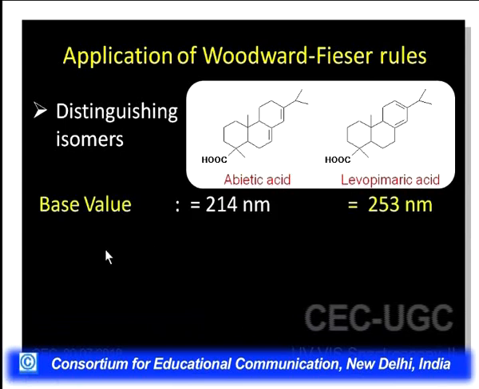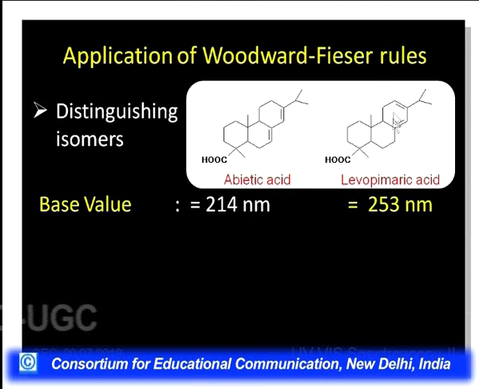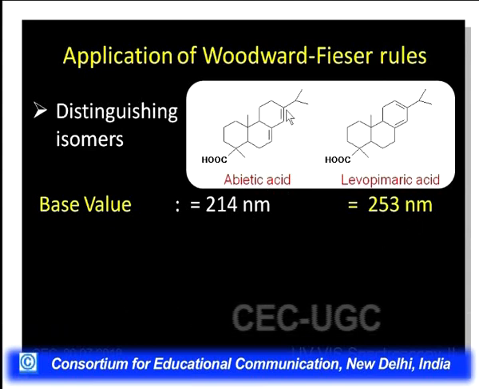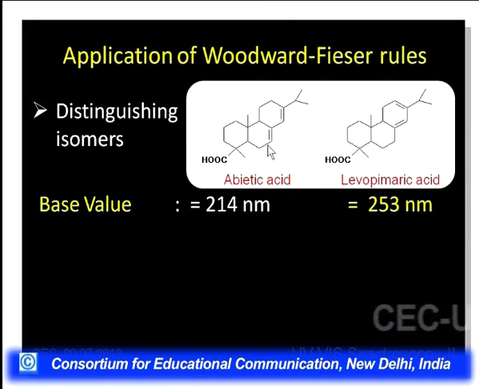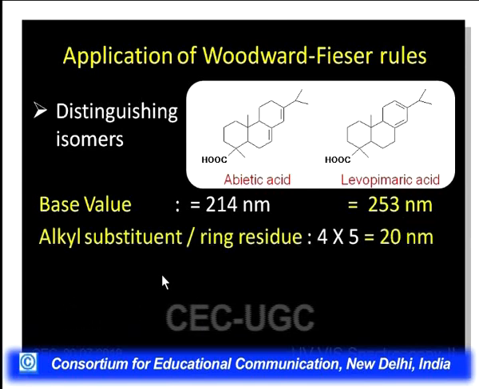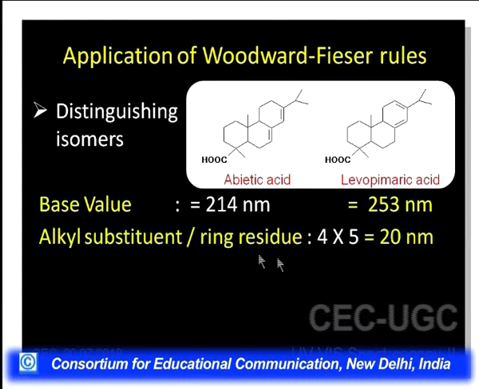So the base value for this one happens to be 240 nanometers, this happens to be 253 nanometers. Why? Because this happens to be part of 2 rings there. This is heteroannular and this happens to be a homoannular system there. So the base value becomes fairly different over there. And then if you look at the alkyl substituents or the ring residues, there happen to be 4 of them in both the cases.